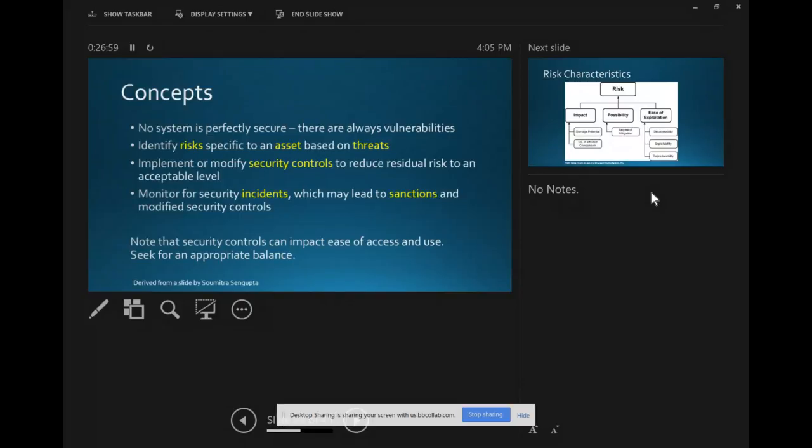So you have to start by acknowledging that no system is perfectly secure. No matter how hard you try to secure a system, someone is going to find a way into it.